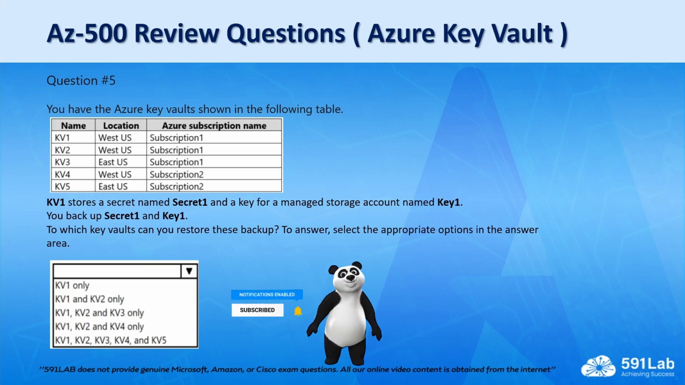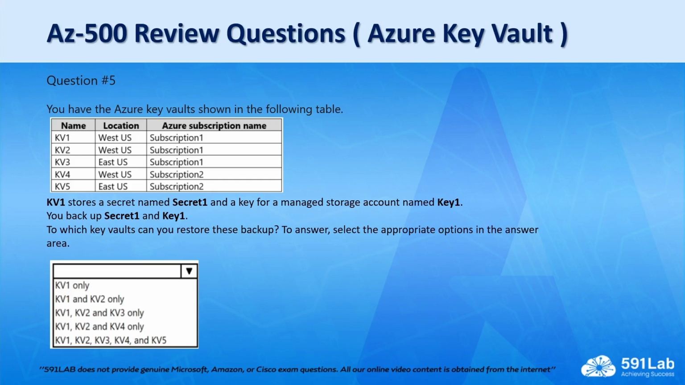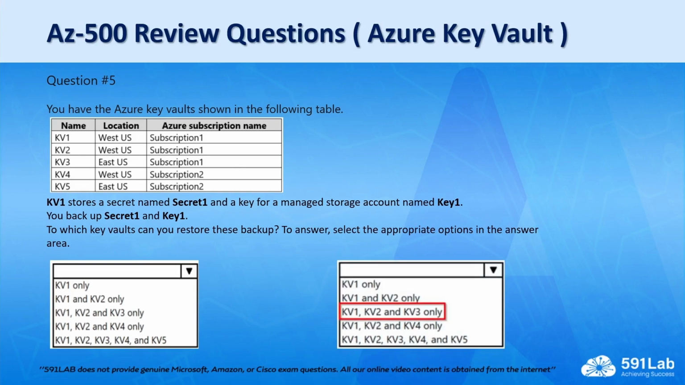So if I am taking the backup of the keys and secrets of Key Vault 1, then the first Key Vault where I can restore it should be Key Vault 1. Second, it should be Key Vault 2 because it belongs to the same subscription and same location as well. And the third one should be Key Vault 3 because it's also in the same subscription, even though it is in a different location, we should be able to restore it. Let's have the answer. So the answer is Key Vault 1, 2 and 3. So that explains the question and answer.